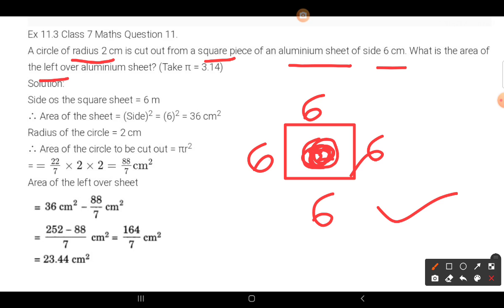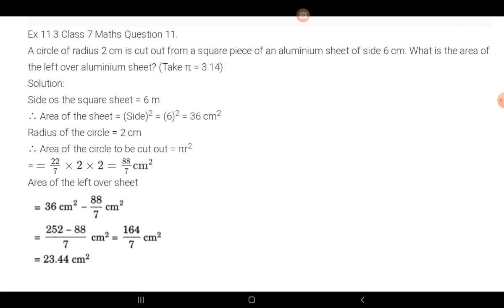Whatever is left over means the remaining sheet, means this part, outside part. So what will be the area of the remaining sheet? So what you need to do? You need to find out first the area of this square sheet, and then from that you have to remove the area of the circle. So I hope the question is clear. Now let us see the solution part.